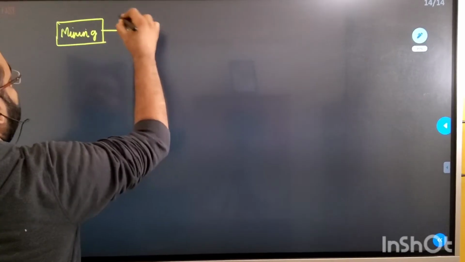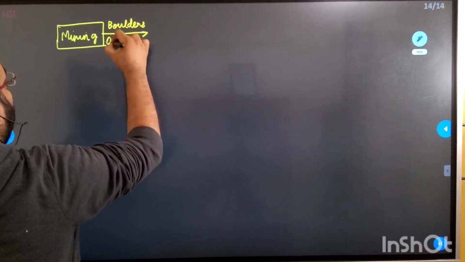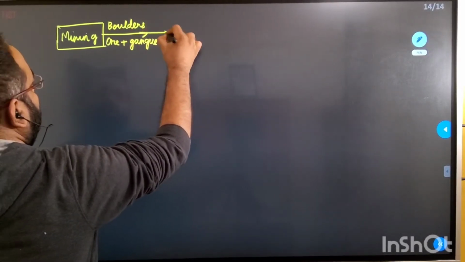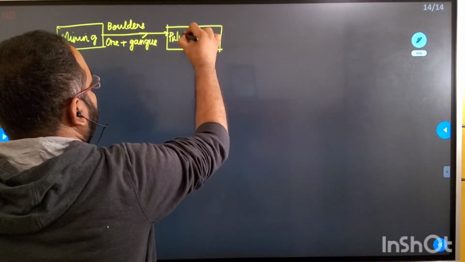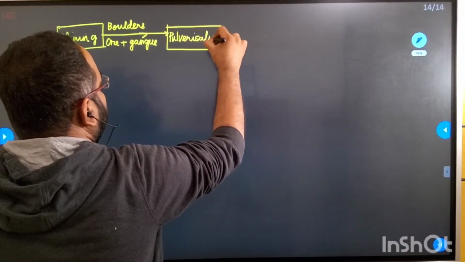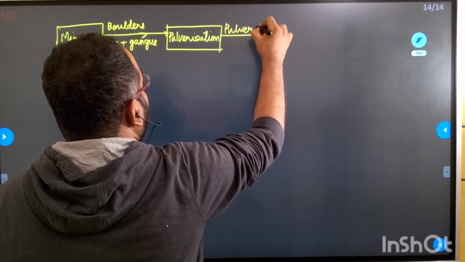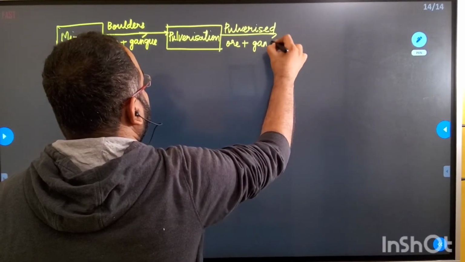At the end of mining, we got boulders of ore and gangue. After this process, we had to powder everything, so it underwent a process called pulverization, where we were able to get pulverized ore plus gangue.